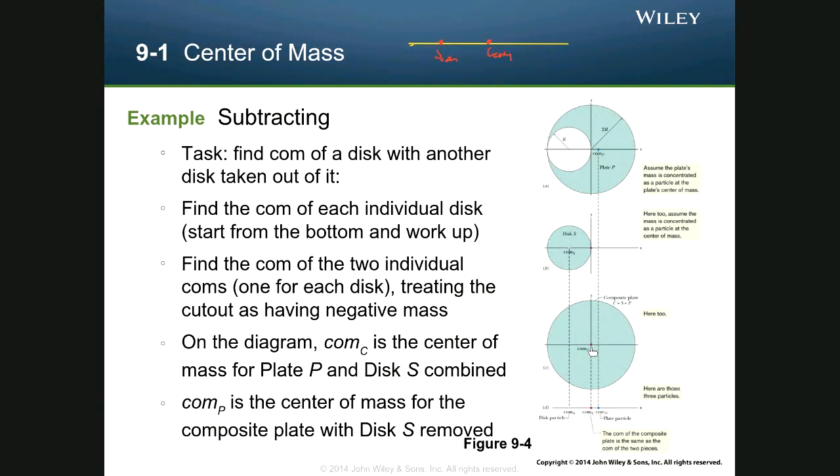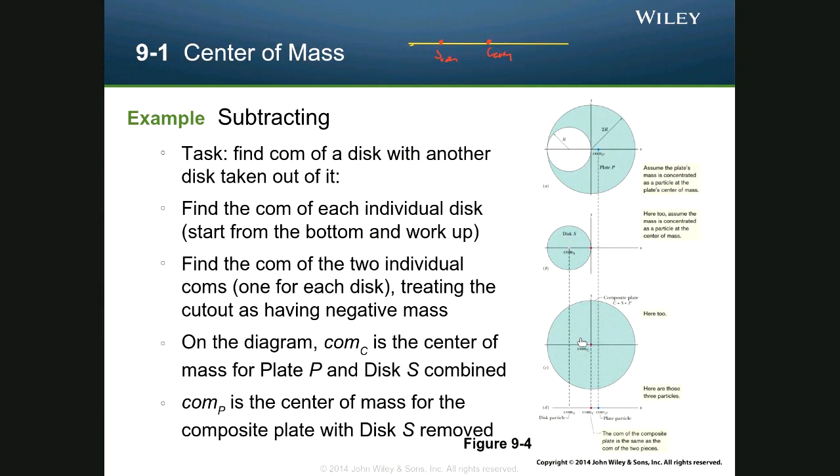So does that make sense? It does. The thing is that when I have an issue, it says the plate P and disk S, so the combination of it should be the center of mass. Right, and that's what you get. P plus S equals this C, this big circle. That's the composite. And all it's saying is that the center of mass of that composite will be the origin, right? Because it's a circular disk.